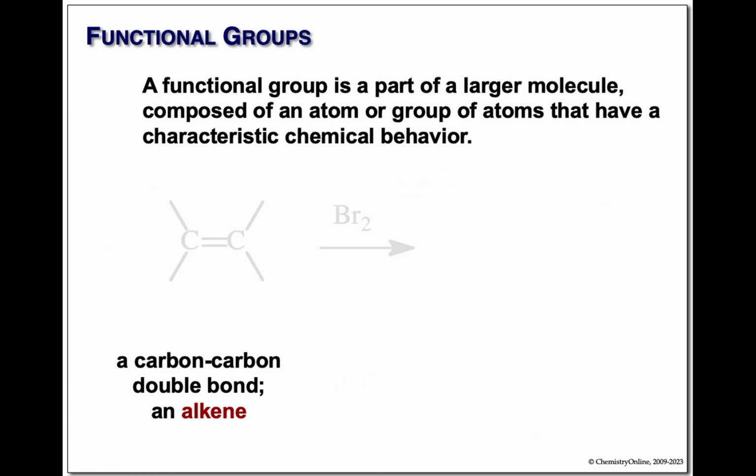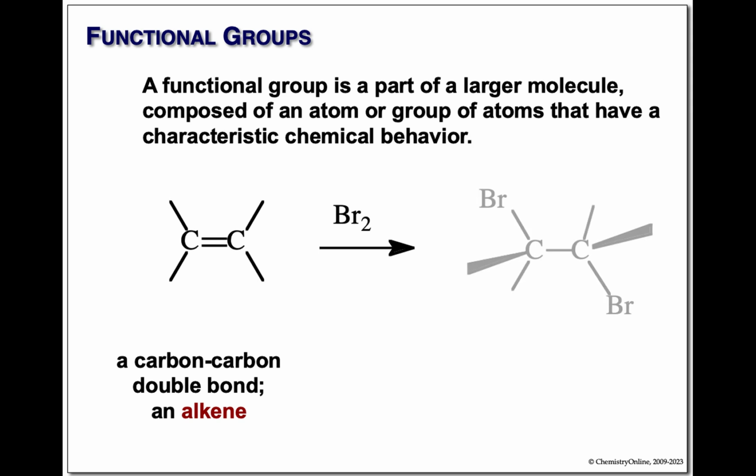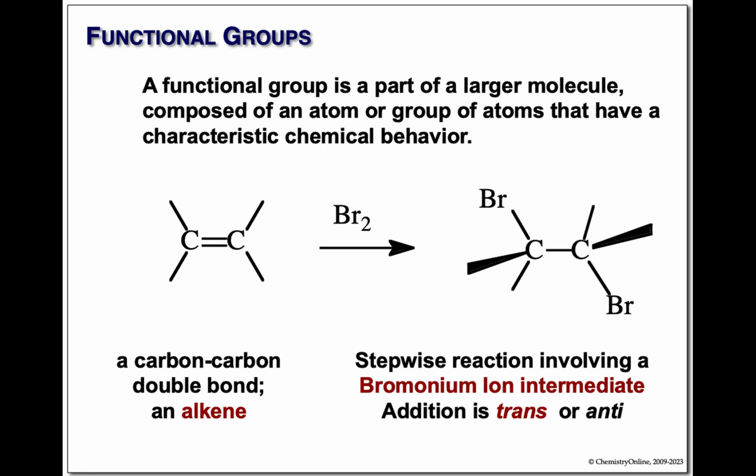If we just take a generic alkene, doesn't matter what's attached, react it with bromine, we wind up with a 1,2 dibromide, and the bromines are always on opposite sides of the molecule. One of the things you do in organic chemistry when you see something like this is try to figure out why. Well, this pretty much explains it.